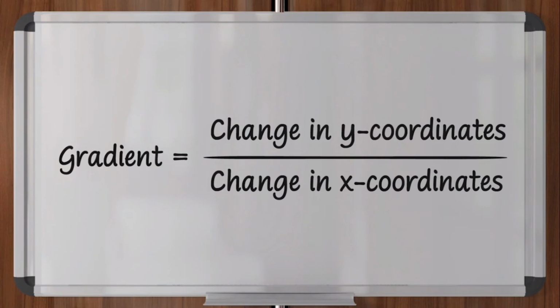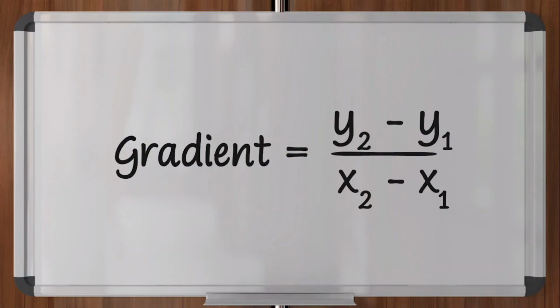From this, learners will be able to visualize the general gradient formula, the change in y coordinates over the change in x coordinates, often written as y2 minus y1 over x2 minus x1.